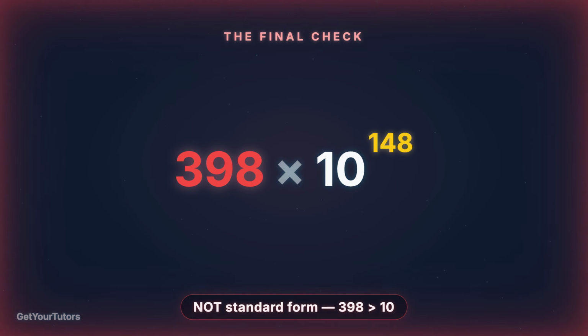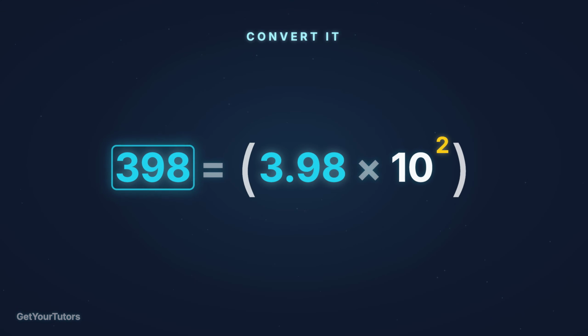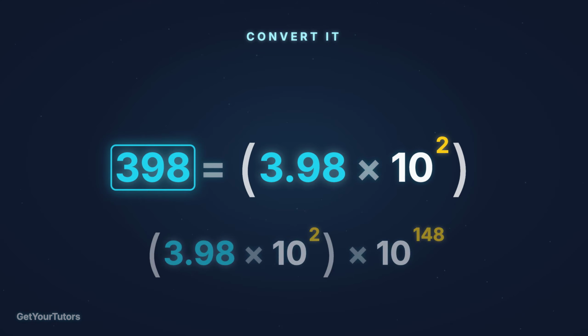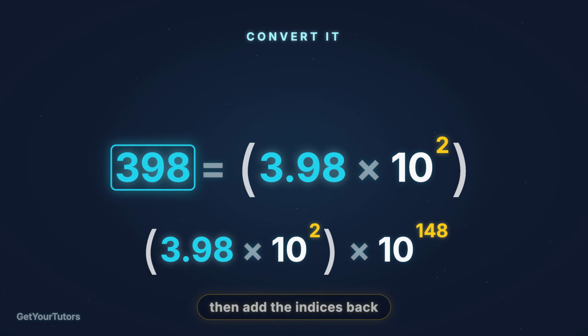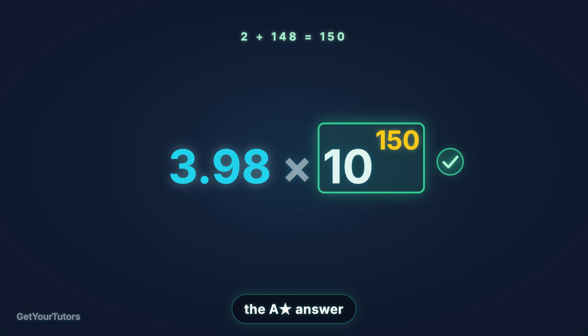Apply the final check. Is it in standard form? No, it is way too large. Convert it to 3.98 multiplied by 10 squared. Then add the indices back together. 2 plus 148 equals 150. The final answer is 3.98 times 10 to the 150.